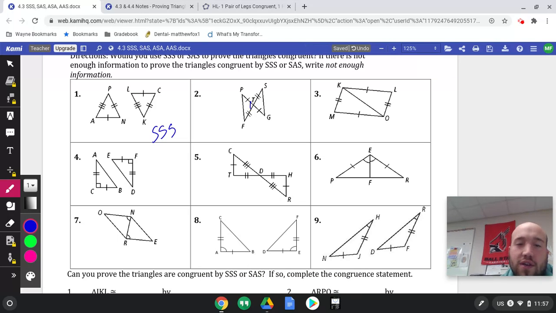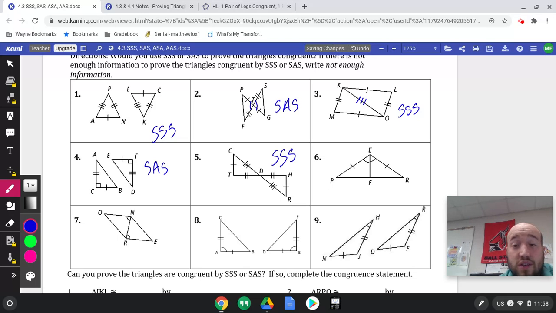On number 2, we could add an angle there because they're vertical. So this would be side, angle, side. On number 3, I could put a mark here because it's reflexive property. Now I have 3 sides, so side, side, side. Number 4, we've got side, angle, side. Number 5, once again, 3 sides are marked, so that'd be side, side, side.